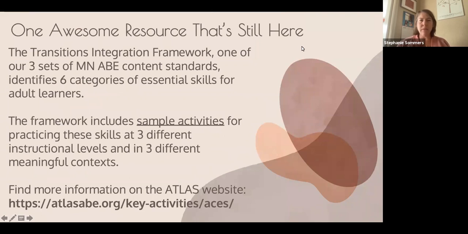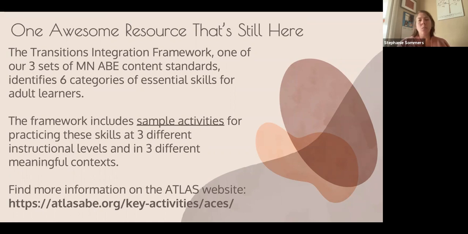All right, so I promised I would talk about the TIF here. And so I kind of am making a play on the name of this conference, but the Transitions Integration Framework, or TIF, is one of 3 sets of Minnesota ABE content standards. It was developed originally back in 2013, which feels like so long ago now. And it was developed with a working group that included ABE teachers from many different programs, also representatives from higher education and representatives from DEED and the workforce centers.